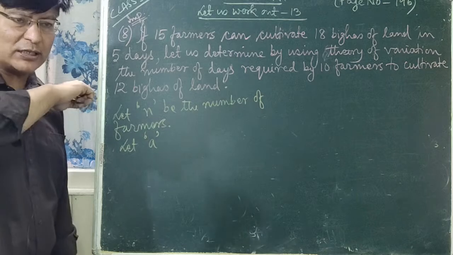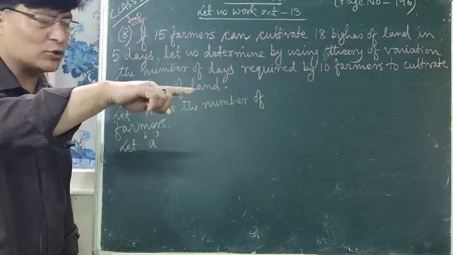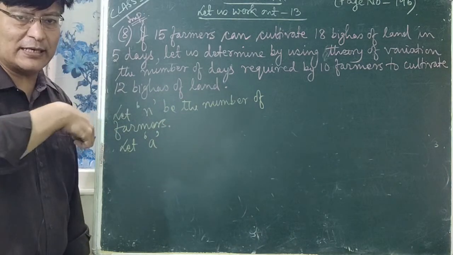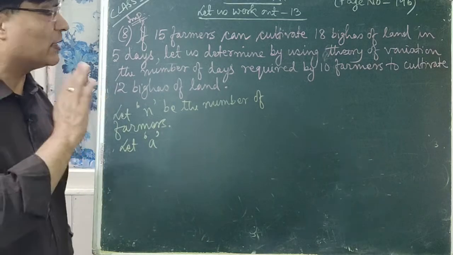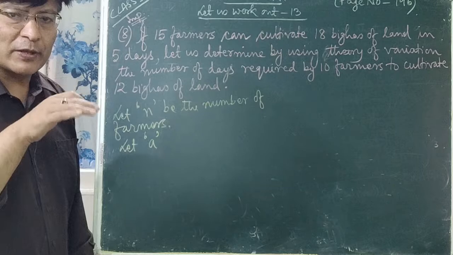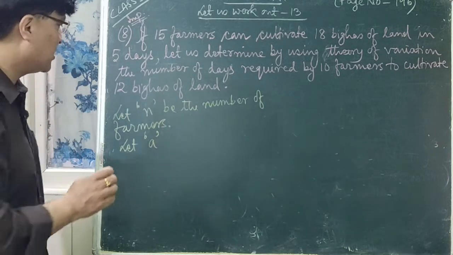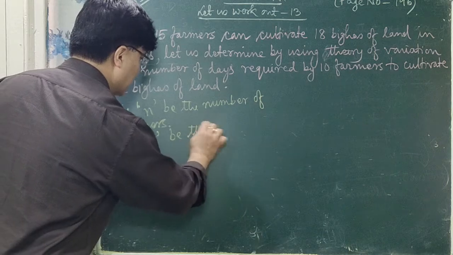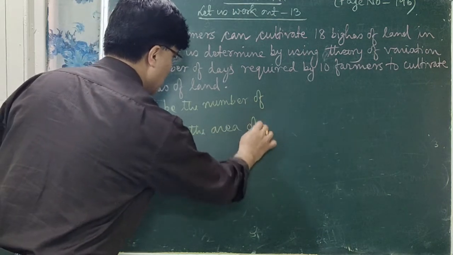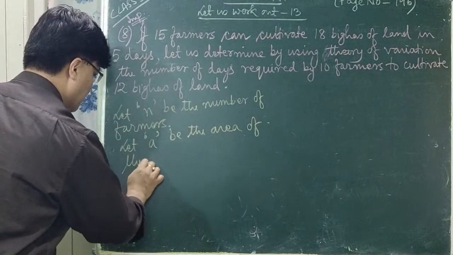18 bighas of land. कति bighas of land जोत्दैछ? 18 bighas of land. That is bighas भनेको area of the land. That is land को त्यो जग्गाको क्षेत्रफल. ठीक छ? Let A be the area of the land.